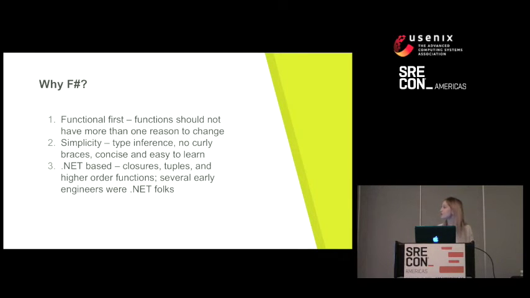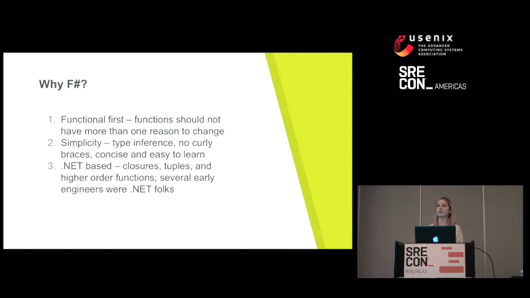F# is functional first. Functions should not have more than one reason to change. It's simplistic, type inference, no curly braces. It's concise, and it actually is really easy to learn. I think functional programming languages get a bad stigma attached with them, that they're difficult to learn and you have to have a heavy math background to learn them. But it actually was really easy to pick up. Also, it was .NET based, and a lot of Jet's early engineers were .NET folks.